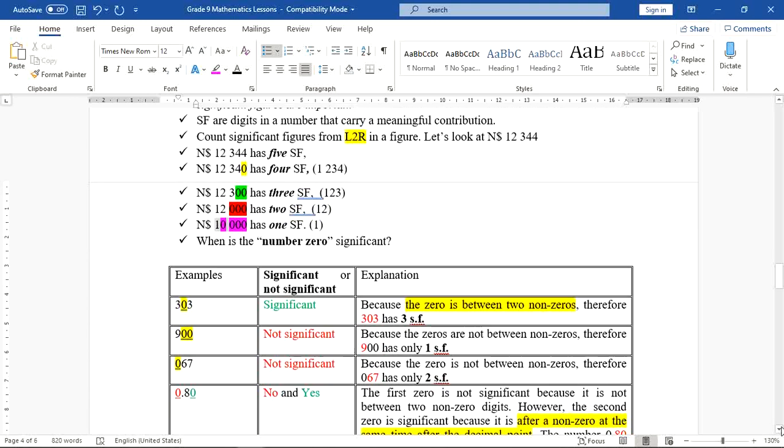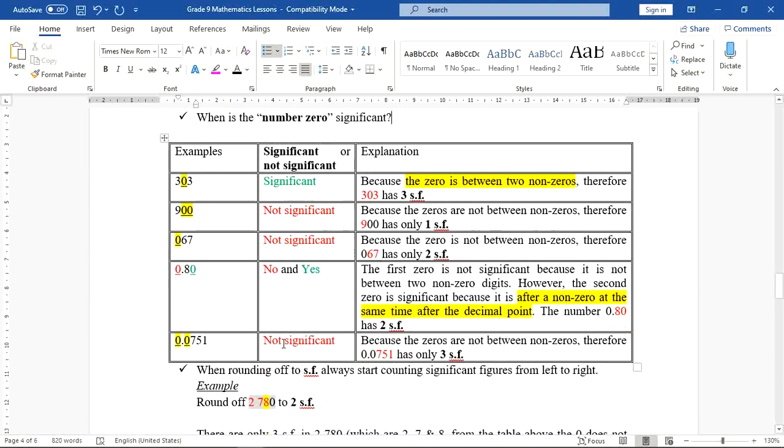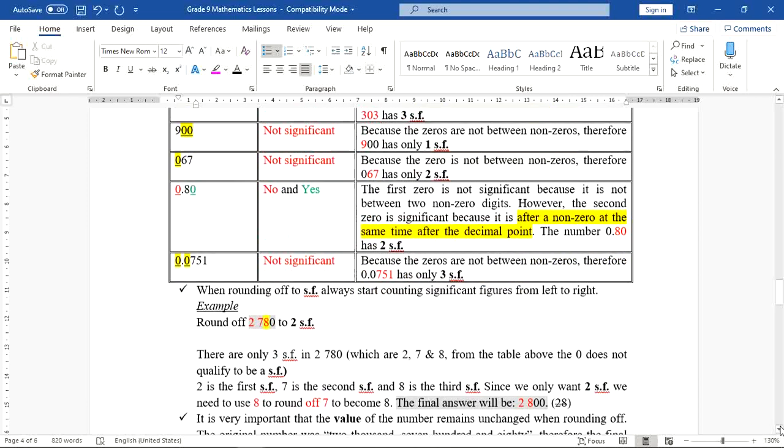The other way for the 0 to be significant is when it is after the decimal point and it is after a non-zero digit. That's why the first one in red is not significant, but the one in green is significant because it is after a decimal point and it is after a non-zero. And if you look at 0.0751, these two zeros are not significant, although this one is behind and is after a decimal, it is not after a non-zero figure. So we know when 0 is significant.